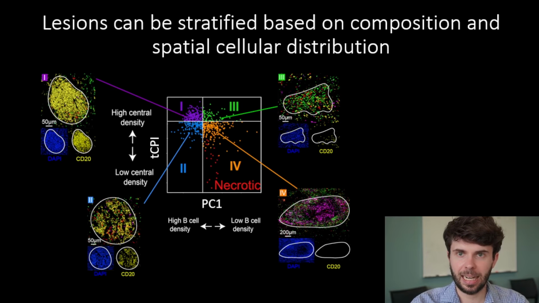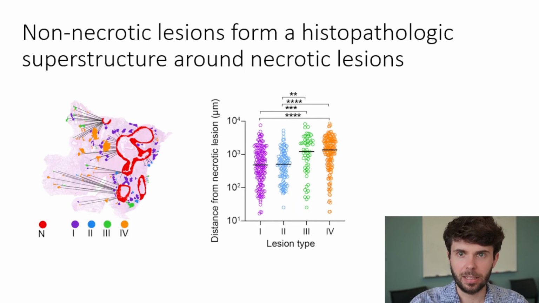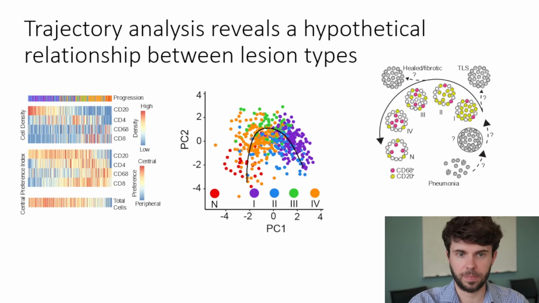Using both our PCA analysis and the TCPI metric, we could then separate lesions into 4 types based on density of B cells and the intra-lesion cellular distribution of all cells. Unexpectedly, we also found that these non-necrotizing lesions appeared to be organized as satellites of necrotizing granulomas. And interestingly, our type 1 and type 2 lesions tended to be twice as close to a necrotizing lesion compared to our type 3 and type 4. And these findings suggest a possible crosstalk between necrotizing and non-necrotizing granulomas.